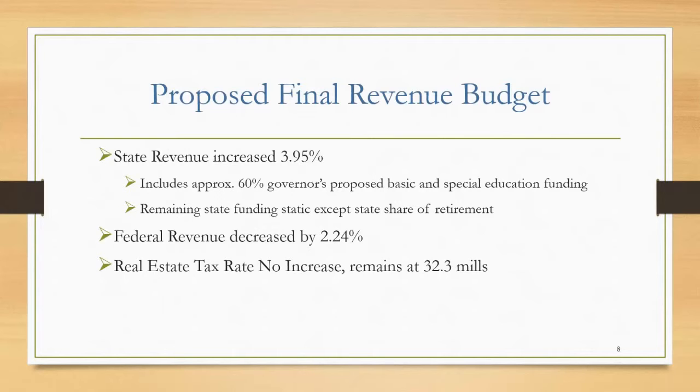Talked about the federal revenue decreases earlier, and we held that at 2.24% as a decrease from the federal government, and then the real estate tax increase. Through all this process, earlier I talked about how much of a gap there was, $900,000. We are looking at a no tax increase for this coming year. That's very exciting for us. We're very proud of this, and I'll talk about how we got to that in a minute.